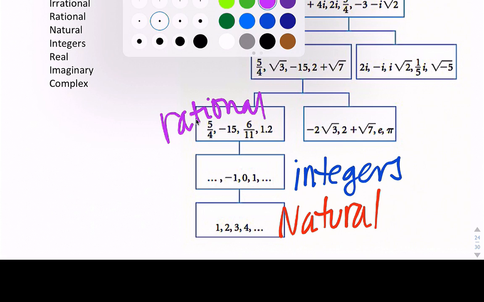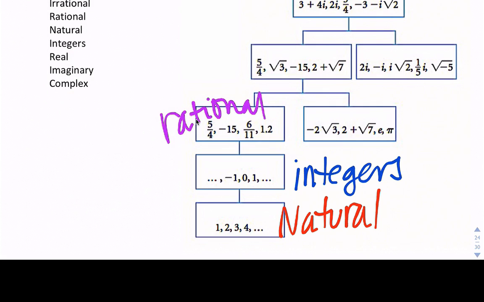Irrational numbers are any number that you can't write as a fraction. They could be like pi, which goes on forever. There's no pattern, no repetition. You can't write it as a fraction, so those are irrational numbers.